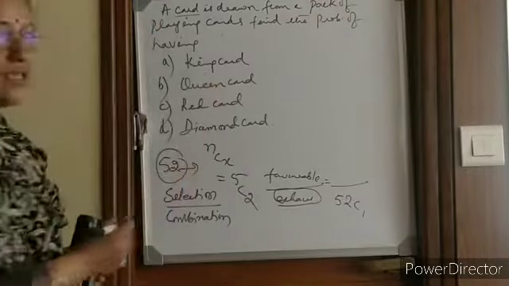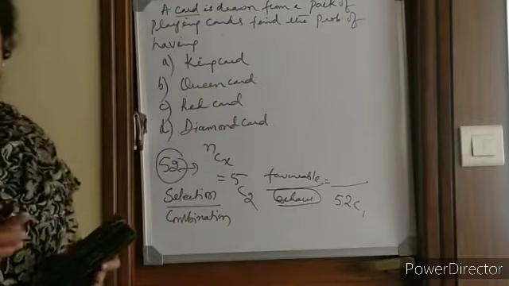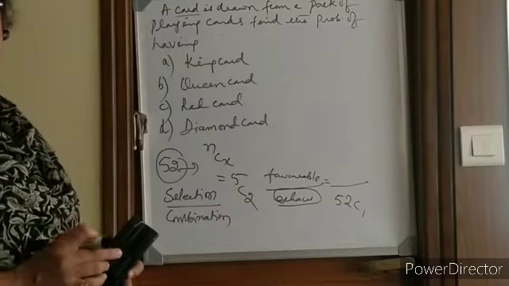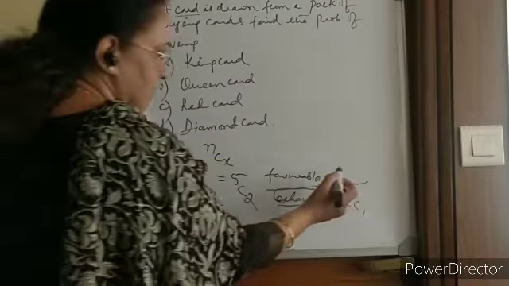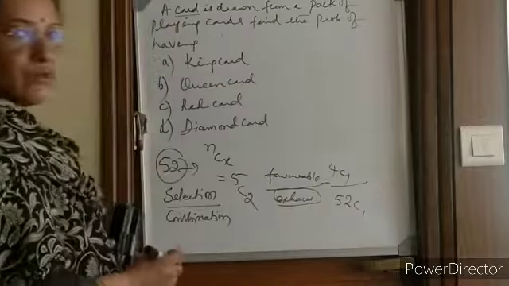King cards. In each set you will have 1 diamond king card, 1 heart king card, 1 spade king card, and another one will be the club king card. So 4 king cards are there. Therefore the number of favorable outcomes will become 4. So 1 out of 4, it becomes now 4C1.